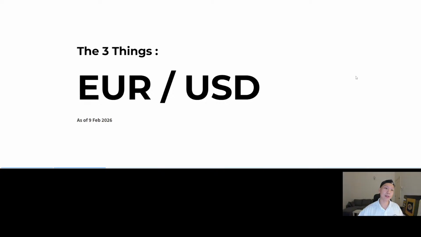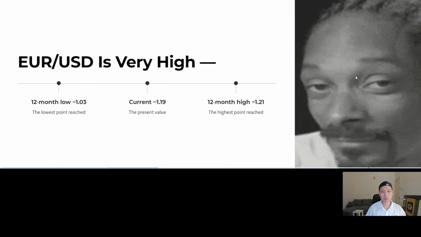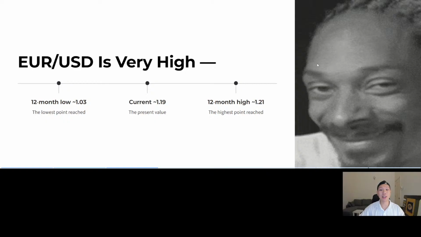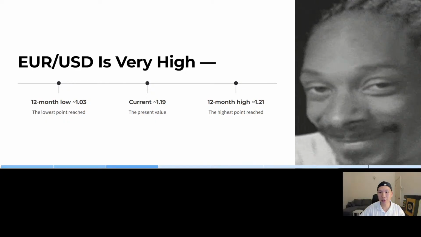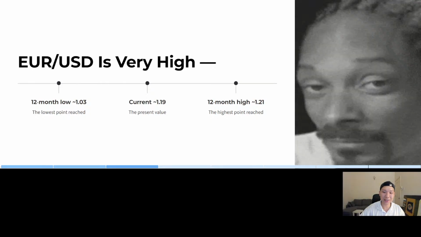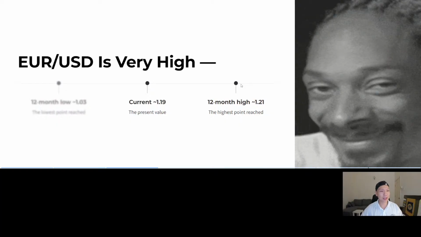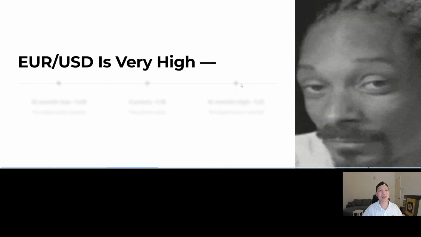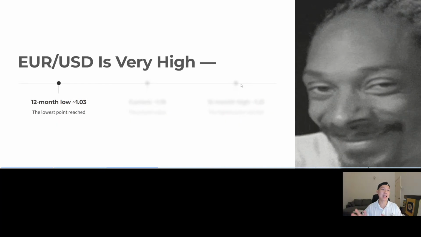So guys, here are the top 3 things of euro US dollar happening right now that I think you should know before trading. Now, currently, euro US dollar is very, very high. It is extremely, extremely high. So, if you know what I'm saying, you got the idea, right? So let's take a look at what I mean by euro USD is very high.